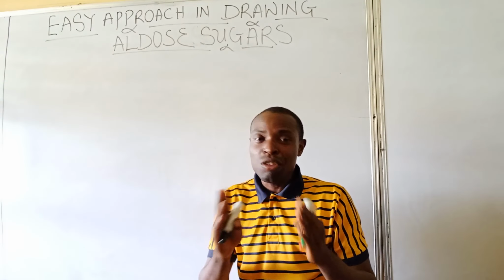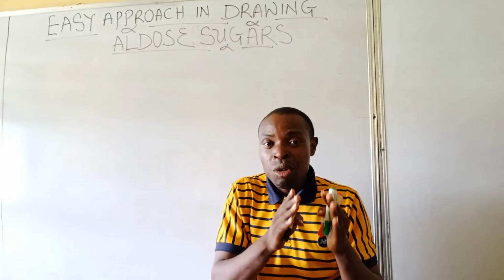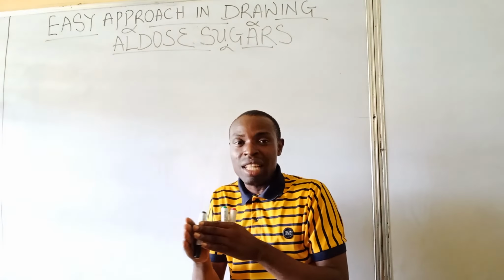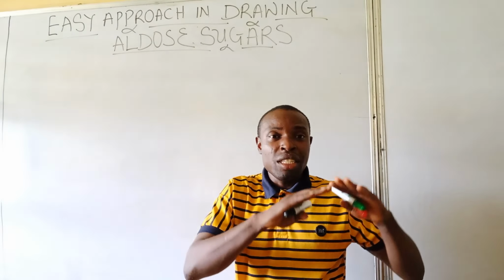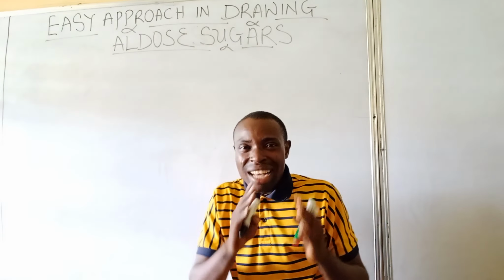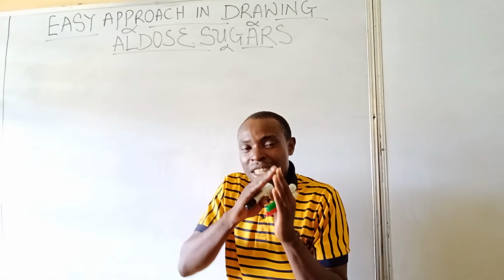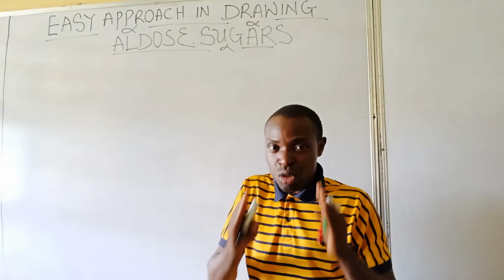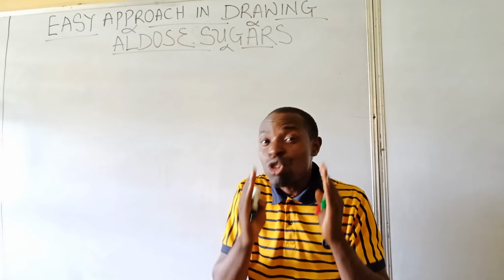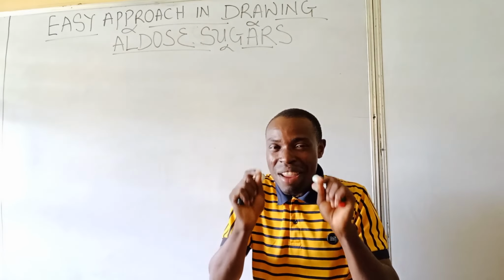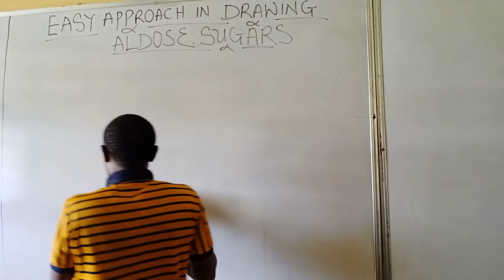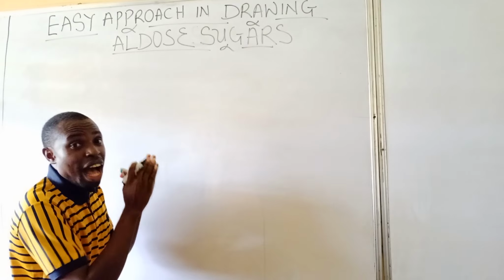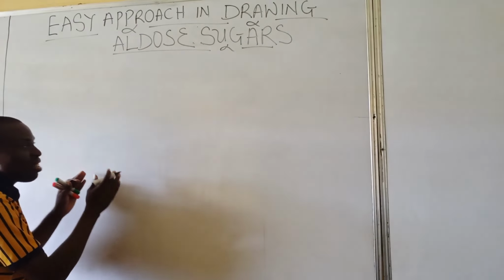I'll be starting with the tetroses, or what we call the aldotetrose. When you have the word aldotetrose, it means that the aldo from the aldehyde functional group and the aldose tetrose 4 carbon are involved. So I'll be giving you an easy approach to that one first. I'll give you the shortcut. Please, it is very easy. Now let's move. In drawing the aldotetrose, we start with the first one.